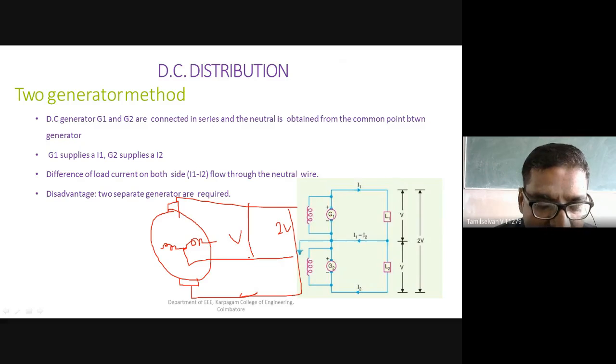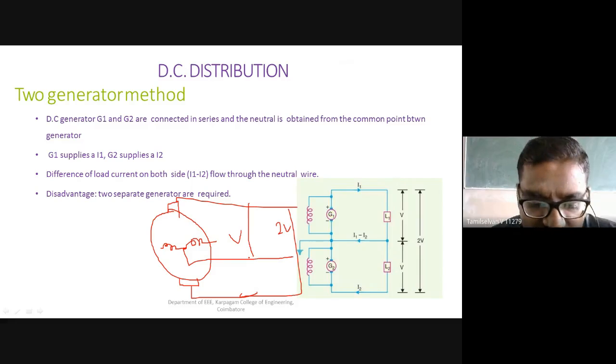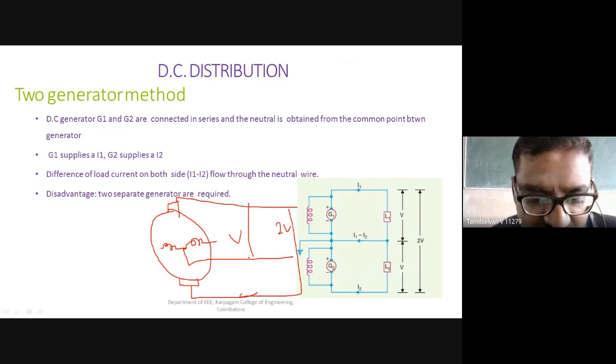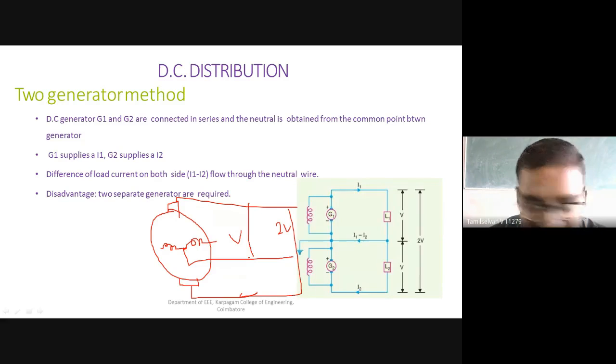neutral wire. One of the main disadvantages when using a two generator method is we need to go for two generators. So that is one of the main disadvantages when you are using the two-wire system, two generator method.